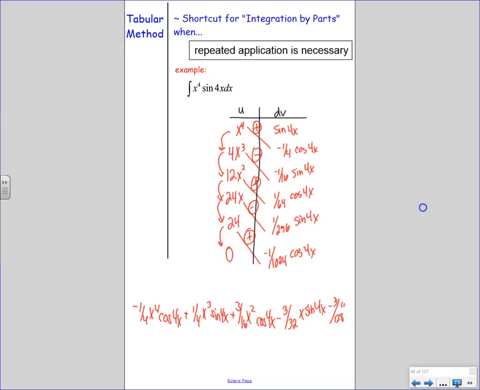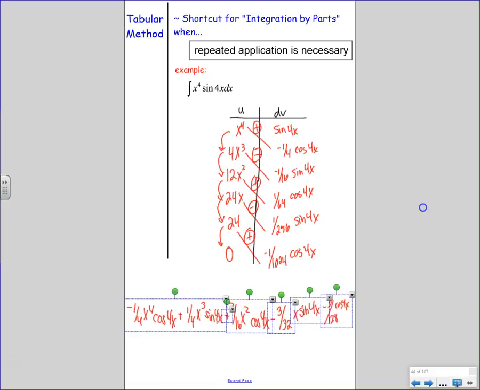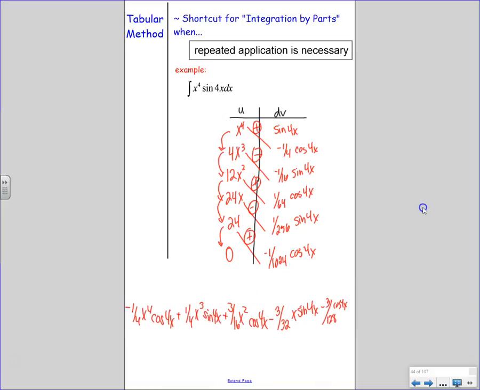Cosine. But don't forget, plus C. For everybody else, what am I doing? I am taking the connections of the lines. I have to put a plus C at the very end because it is an indefinite integral. That's a dilemma of the tabular method, forgetting the plus C. But you multiply the two together, and that's your first part of your answer.